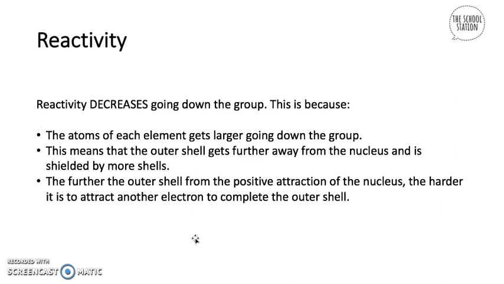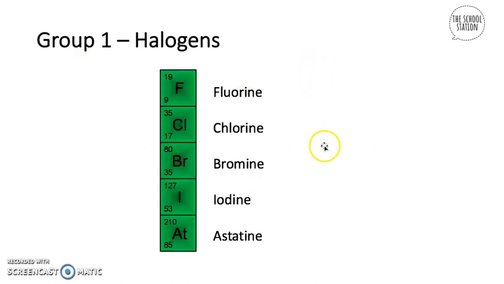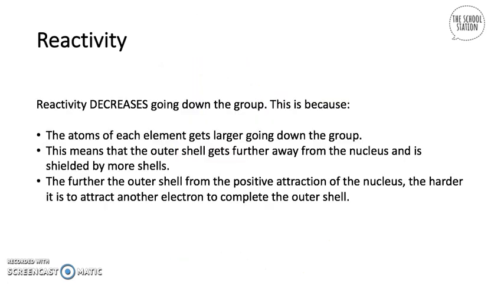The reactivity decreases going down the group. I don't want to confuse you with the alkali metals, but in the alkali metals, the reactivity increases going down the group, so they get more and more reactive. But in halogens, as you go down the group, the reactivity decreases, which means that fluorine is more reactive than astatine. So this is something you'll have to know: reactivity decreases going down the group.